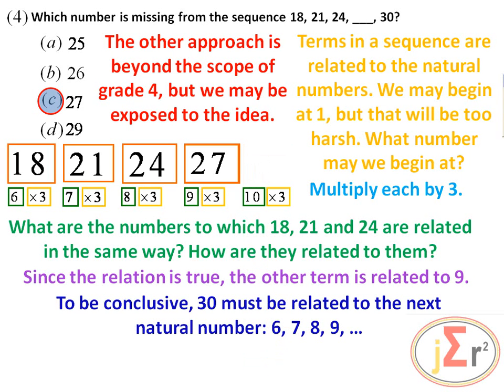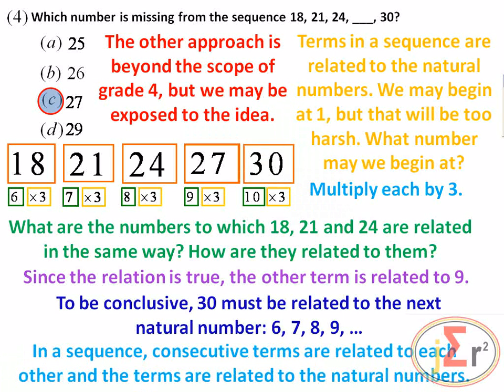Right. So we showed on the previous slide that consecutive terms in a sequence are related to each other. Here we are seeing that terms in a sequence are also related to the set of natural numbers, and they can be shown to be related to the set of natural numbers. So we have 6, 7, 8, 9, 10. In a sequence, consecutive terms are related to each other, and the terms are related to the natural numbers.